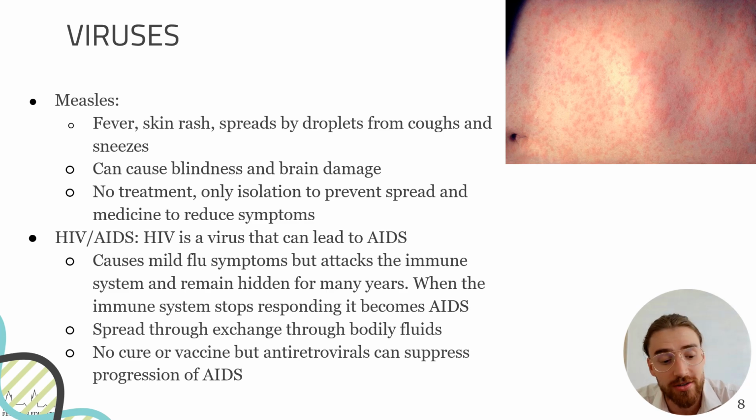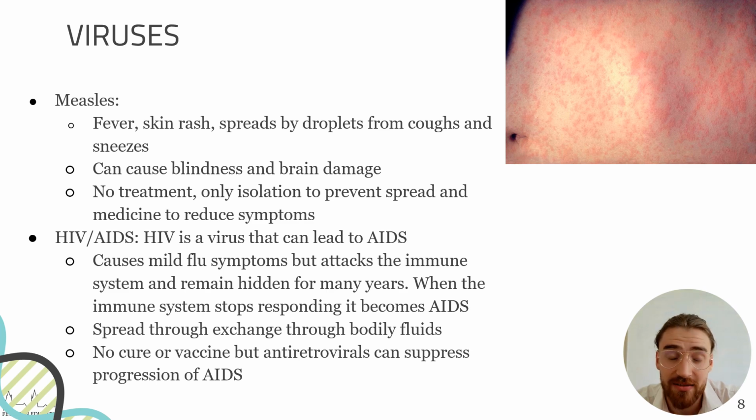Okay, both are going to cause fever, skin rash, and it spreads from droplets and coughs and sneezes. Okay. Can cause blindness and brain damage as well as infertility. There's no treatment for it, only isolation and preventing the spread. And this is why we get vaccinated for measles. Okay. One that we don't have a vaccination for yet is HIV. So HIV is an STD. Okay. It causes mild flu-like symptoms, but it attacks your immune system.